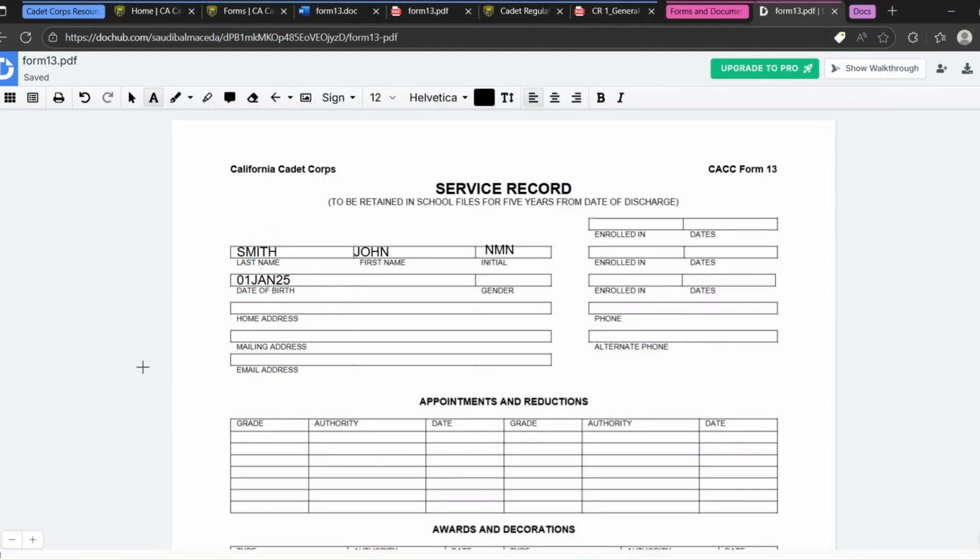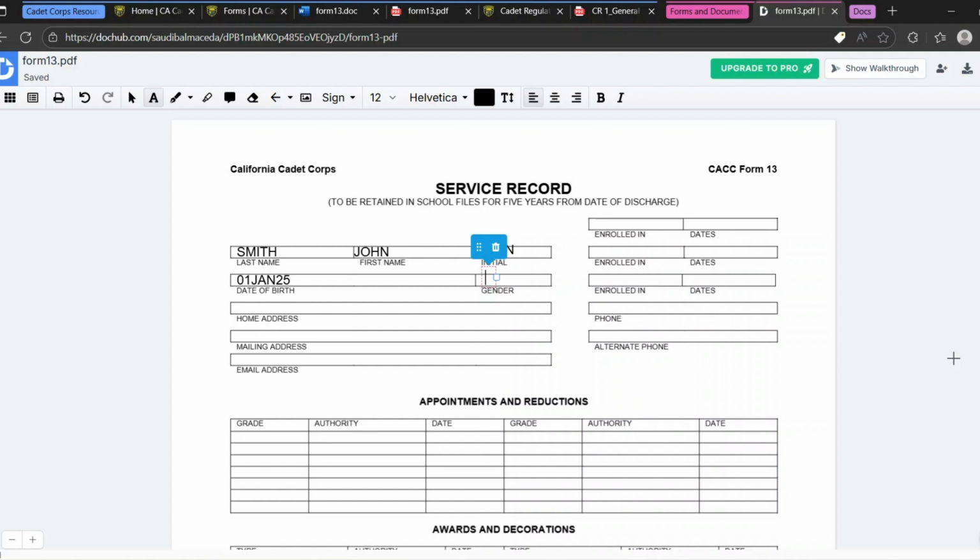Okay, so for example, we have Cadet Smith here, whose date of birth in this example is going to be January 1st, 2025. For entering your date of birth in any Cadet Corps form, it will usually be in the format of day, month, year, using the 2-digit date, the 3-letter abbreviation of the month, and the 2-digit year. So for this example of January 1st, 2025, the date of birth would be 01JAN25.